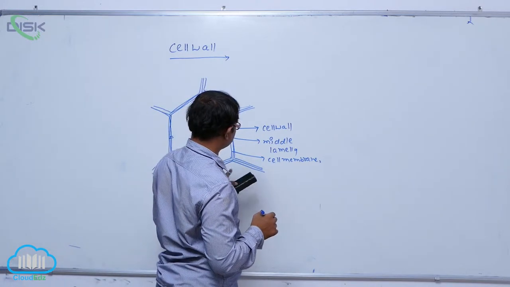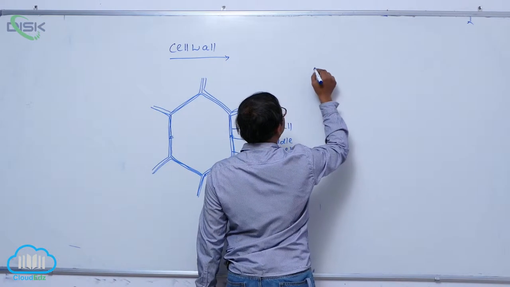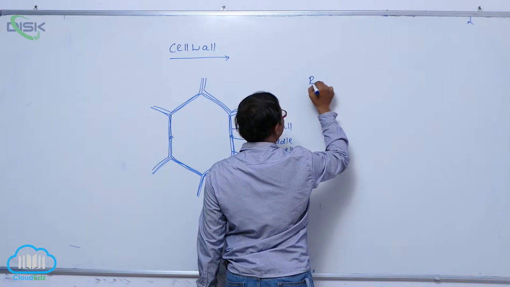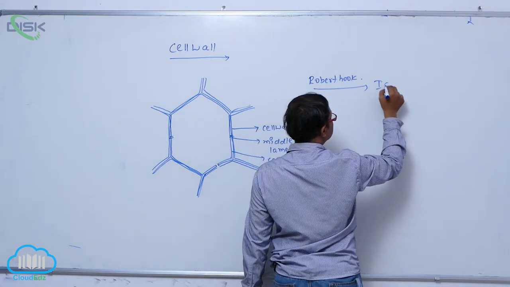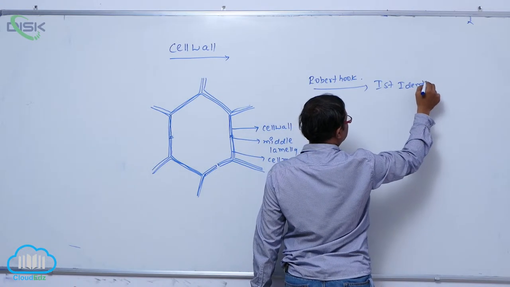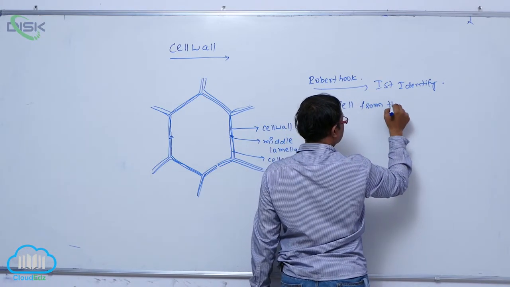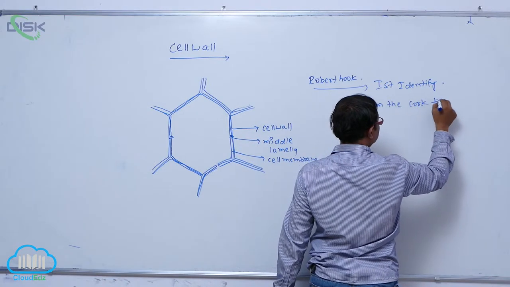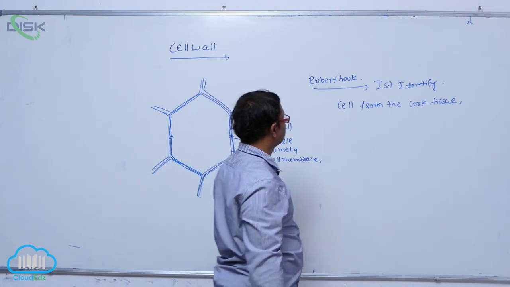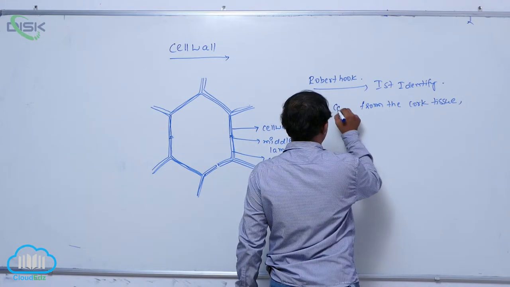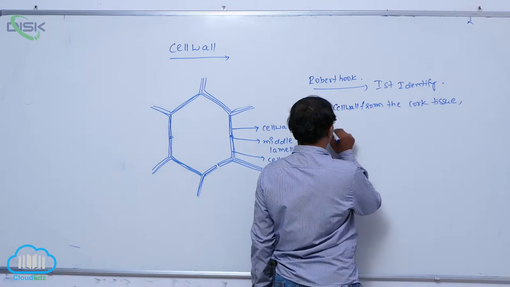Generally, it is a plant, plant having that cell wall. This cell wall, okay, Robert Hooke, scientist, first identified cell wall from the cork tissue. Okay, Robert Hooke first identified that cell wall from that cork tissue.